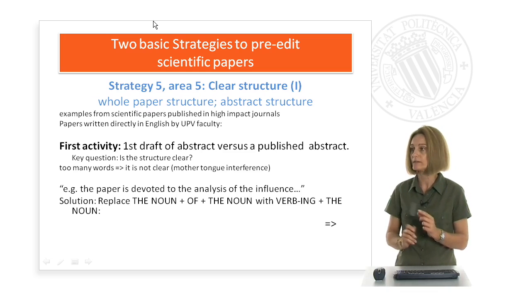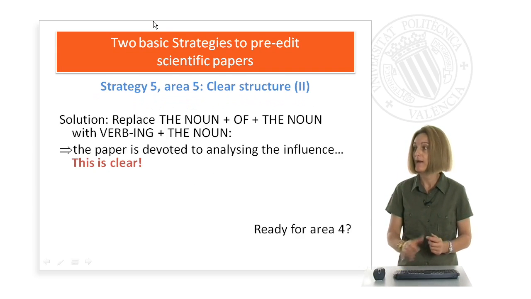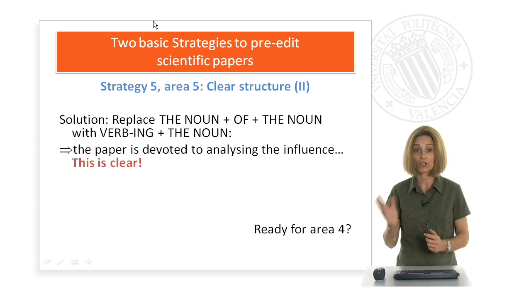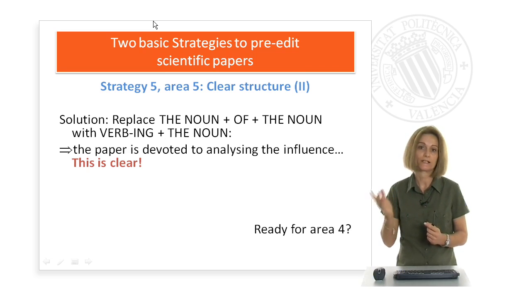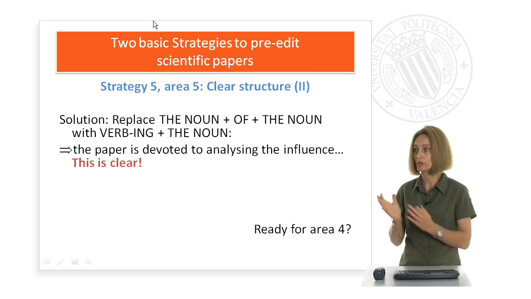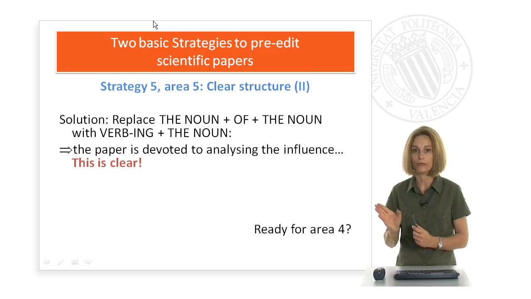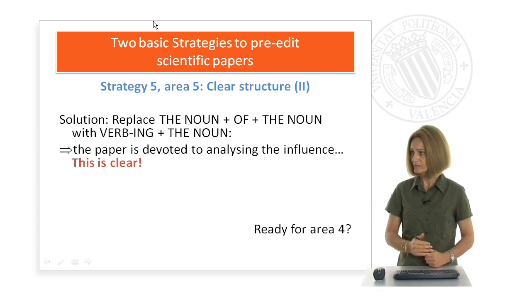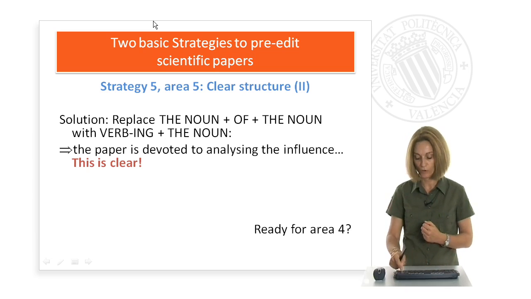For instance, in the first draft, "The paper is devoted to the analysis of the influence." There are too many elements here. We can eliminate some of the elements and we can make the structure clearer. The solution, you replace the noun plus of plus noun with verb-ing plus noun, and the solution, "the paper is devoted to analyzing the influence." This is clearer. And if you have understood this, you're now ready for Area 4.